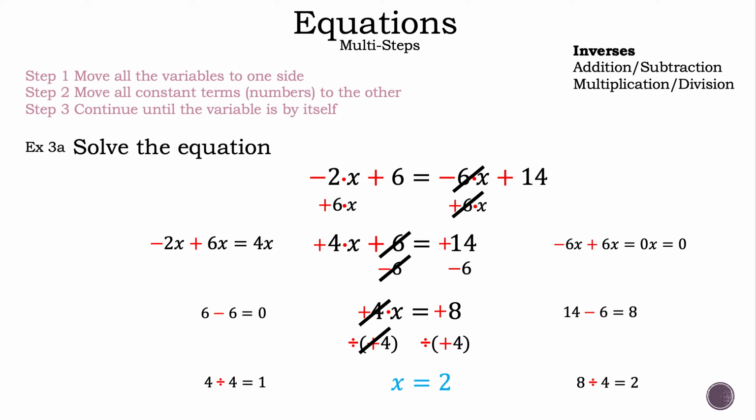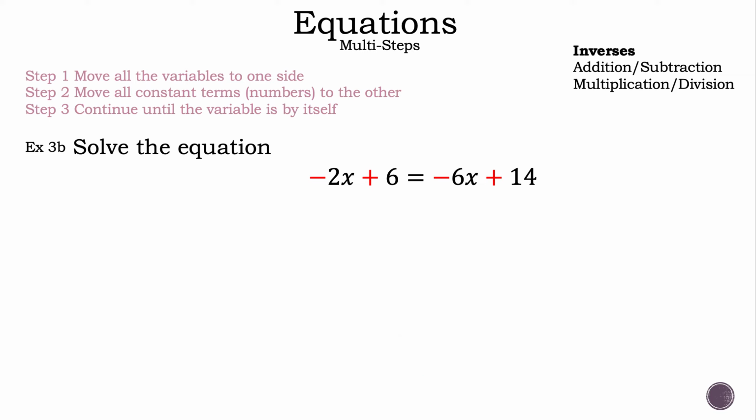Now let's go ahead and show you it the other way as well. So we have the same equation, negative 2x plus 6 is equal to negative 6x plus 14. Add the hidden symbols, so we have negative 2 times x plus 6 is equal to negative 6 times x plus 14. So in this case, we're going to go ahead and move the variable to the right-hand side.